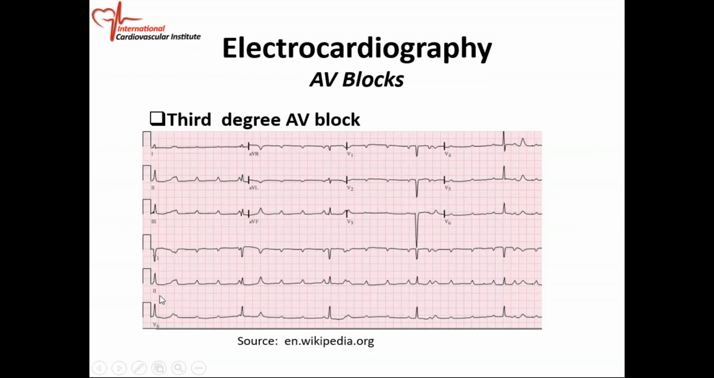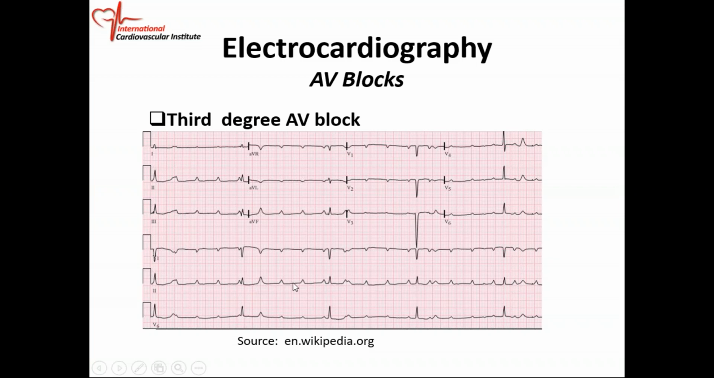So let's look at the rhythm strip. Lead 2, so these are your P waves. So you have to know what your P wave looks like. So this is a P wave. This is a P wave. Trust me, this is a P wave inside this T wave. This is a P wave. This is a P wave. P wave in the T. When you map it out, the P waves are very, very regular.